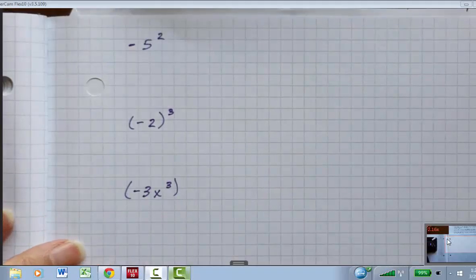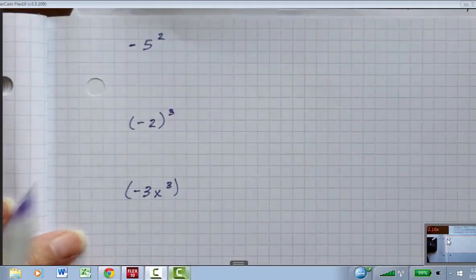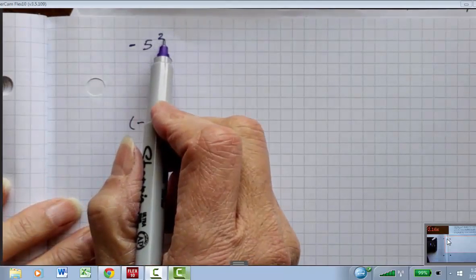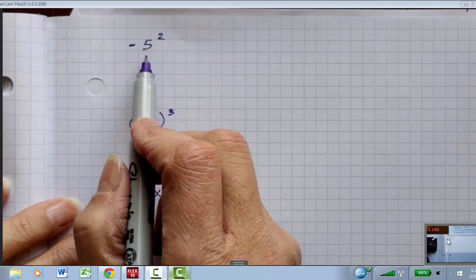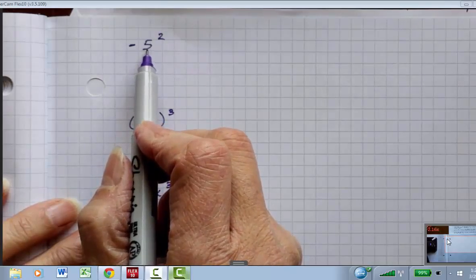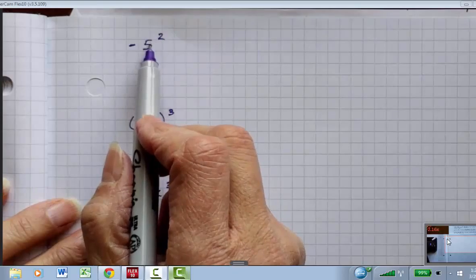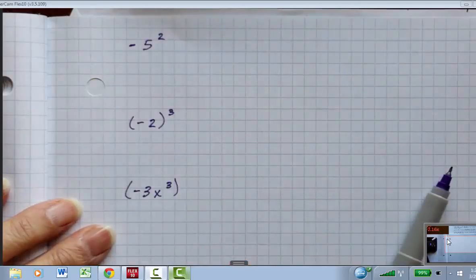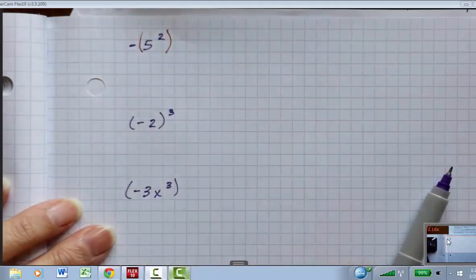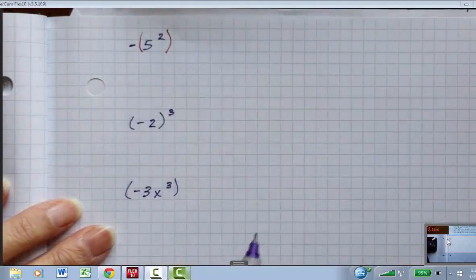There are a couple of problems here dealing with exponents. The first one is where we have negative 5 squared. And what we need to realize is we need to follow our order of operations. Our order of operations say that we need to square first and then take care of the negative sign. So it's not in there, but we need to think of these as having parentheses around them.